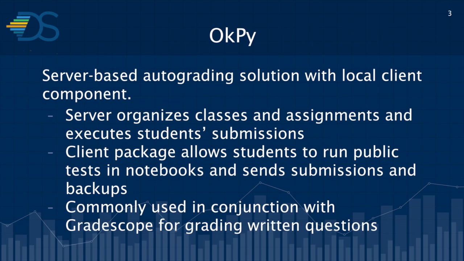So to begin, OKPY is the biggest of UC Berkeley's autograding platforms. It is used in CS61A and Data 8. It was developed for CS61A, but does function as a Jupyter Notebook autograder as well. It is a server-based autograding solution with a local client component.